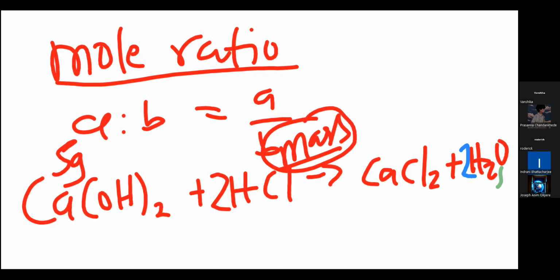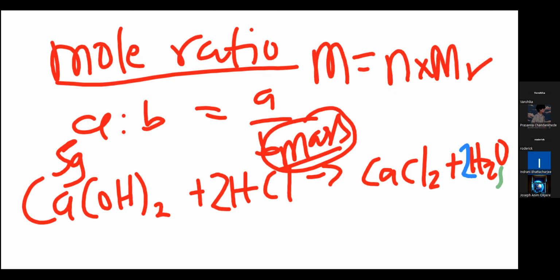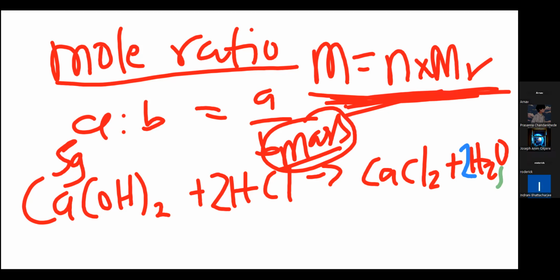It's indirect because I've not yet got into the formula for mass. Mass is equal to number of moles times molar mass, the change of subject. So write it down. Mass formula is this: number of moles times molar mass. Whatever the question is demanding from you, quote the right formula and ask yourself, do I have enough information to help me find what they are asking for? Quote the formula. The formula will expose you.